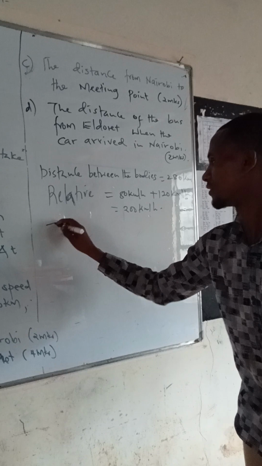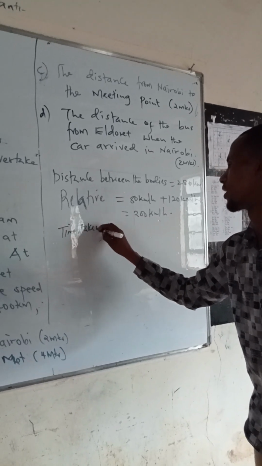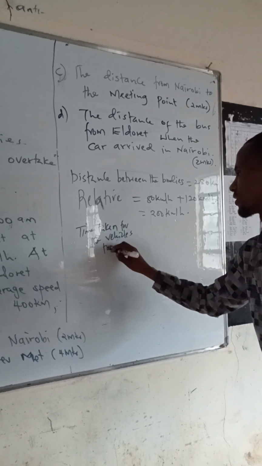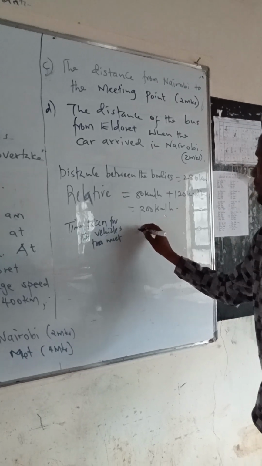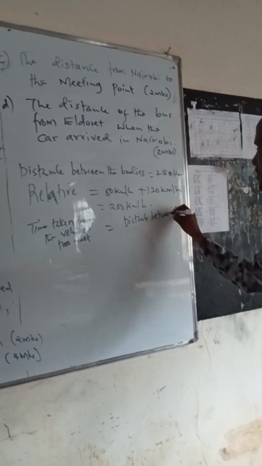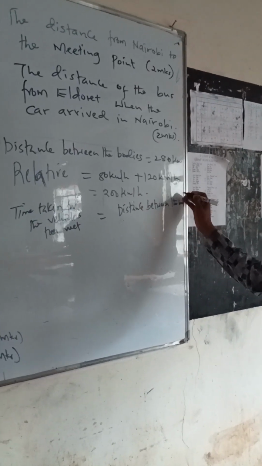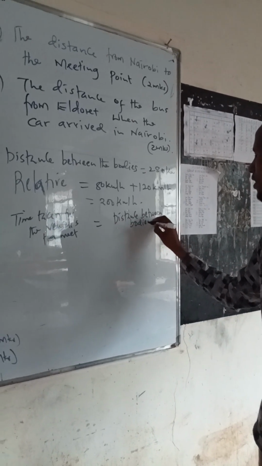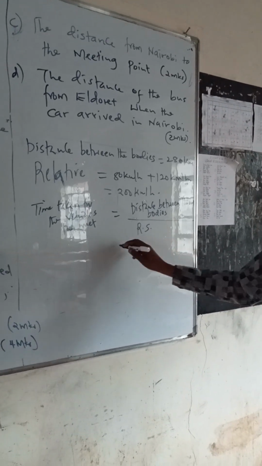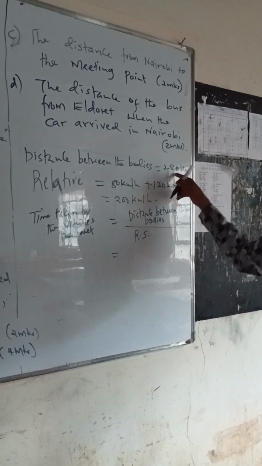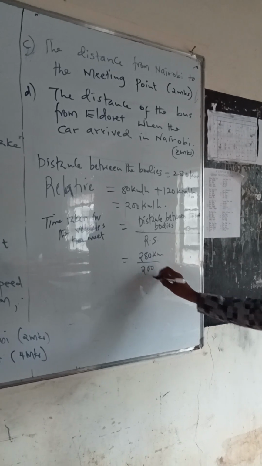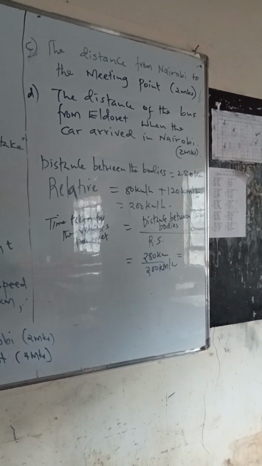Now, the time taken for the vehicles to meet is equal to the distance between the bodies divided by the relative speed. That is, the distance between the bodies, we say that it is 280 kilometers, divided by the relative speed, which is 200 kilometers per hour. So that will give us the time.